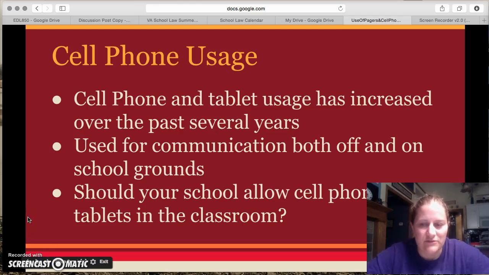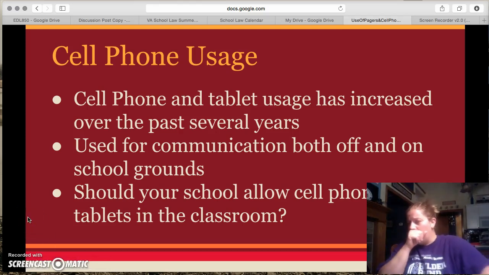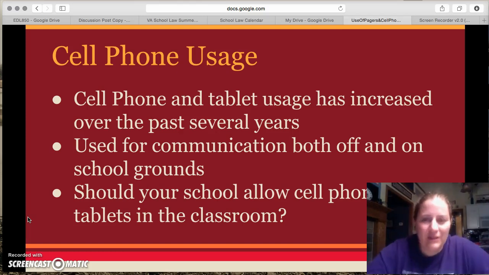First of all, cell phone usage has increased over the past several years. The technology is getting cheaper and easier for everyone to get a hold of, so more and more students and people in general have cell phones. It's used for communication both on campus and off campus. Kids use it to talk to their friends or their parents, or teachers do the same. They talk to their families and their friends as well using cell phone technology.